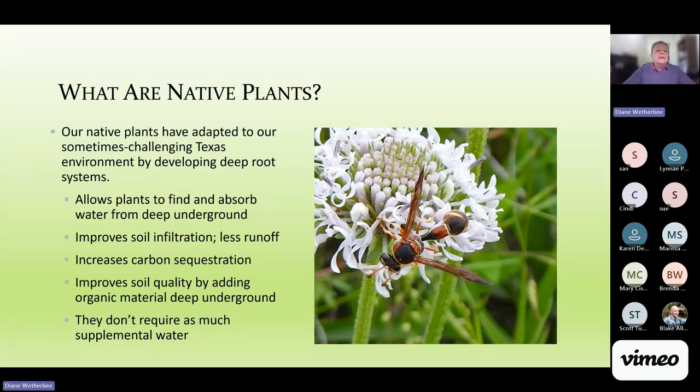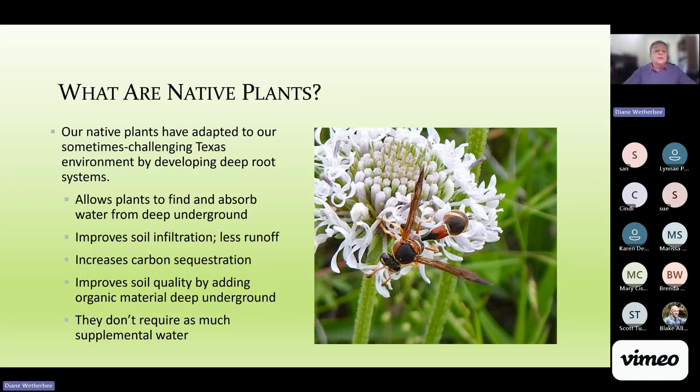So our native plants have adapted to our sometimes challenging Texas environment. And I don't know why I said sometimes challenging. It's always challenging, but mostly because they have really deep root systems, which lets the plant find water from deep underground. But those deep roots are also important because they help water that does fall infiltrate into the soil rather than running off the ground. And less runoff is important, especially if you're putting chemicals or anything else on the ground.